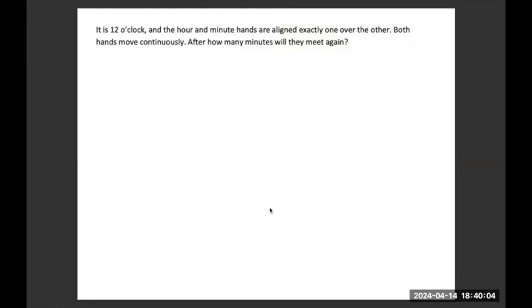It is 12 o'clock. In these kinds of questions, while you are reading them, just make a habit of also sketching it so you don't waste time. It is 12 o'clock, so just draw what 12 o'clock looks like. This is 12 o'clock. Both the hour and minute hands are aligned exactly one over the other. I've drawn it like that so it is easier for you to read, but they are aligned one over the other. Both the hands move continuously.